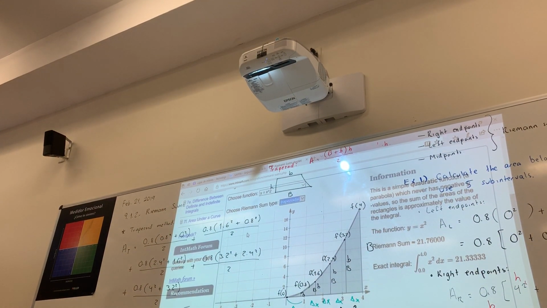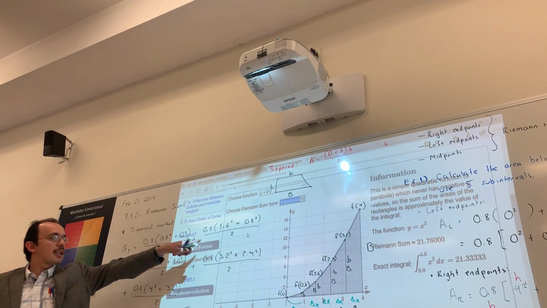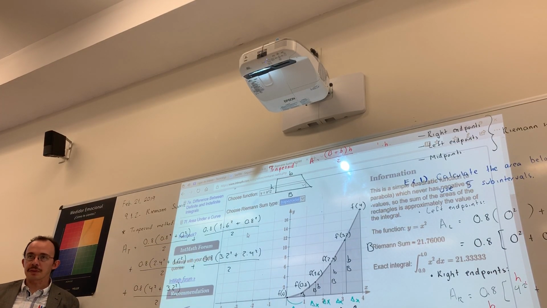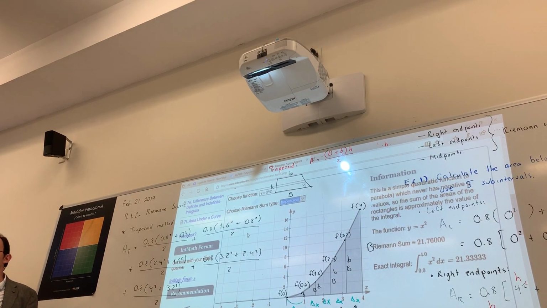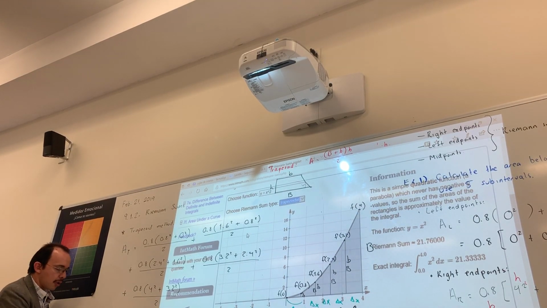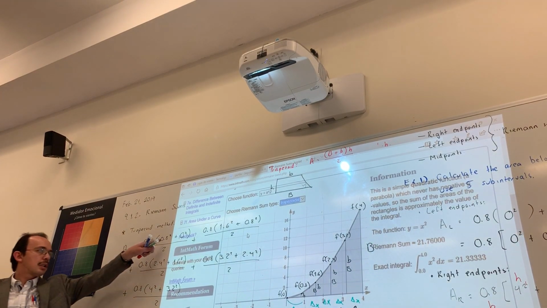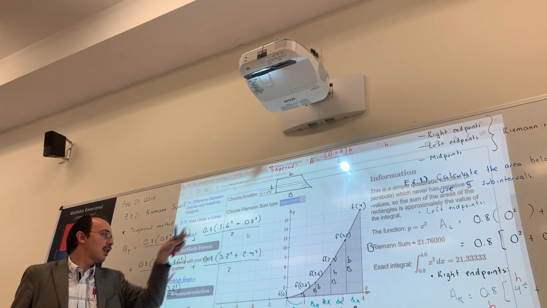Yes or no? Could I simplify this entire operation? Yes, I can. Because in this case, 0.8 and 2, 0.8 and 2, the same for every trapezoid. We could simplify it by factorizing. So the whole area is going to be 0.4 multiplying what? Well, this one plus this one plus that one, and so on.